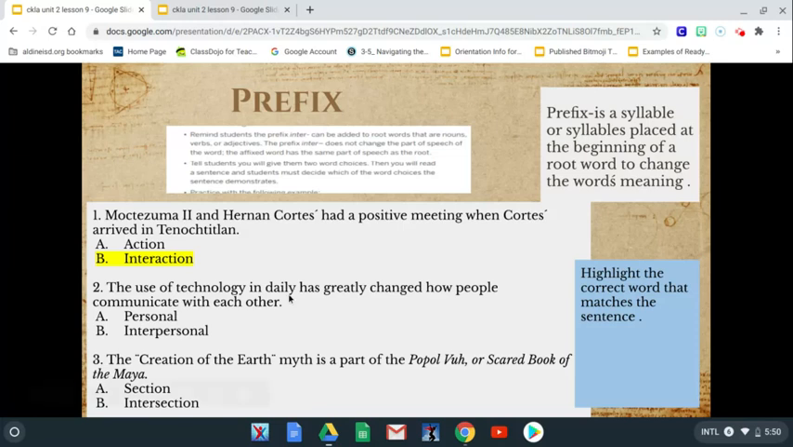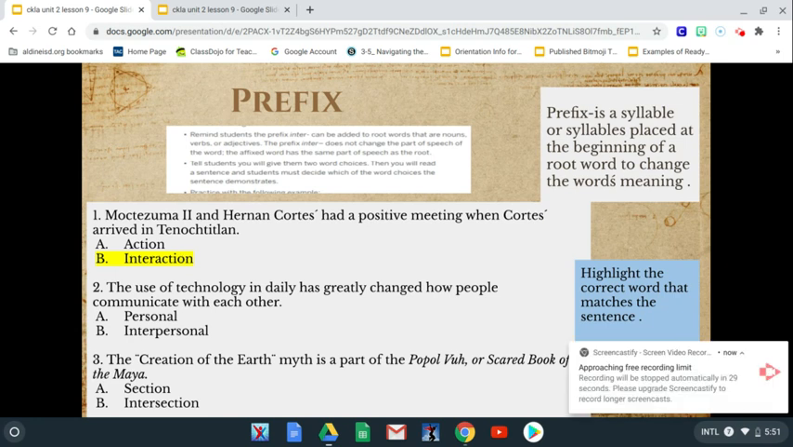Well, boys and girls, we know that inter means what? It means to be together, to enter. So that means the interaction was an action with them together, coming together. So that's why I highlighted B, interaction, because although it was an action, it was an interaction between Montezuma and Cortez. So you're going to highlight the correct answer that matches the sentence. And then we're going to stop right here and pick up on the next portion of our lesson.